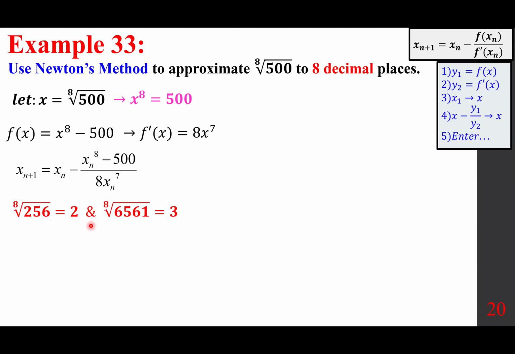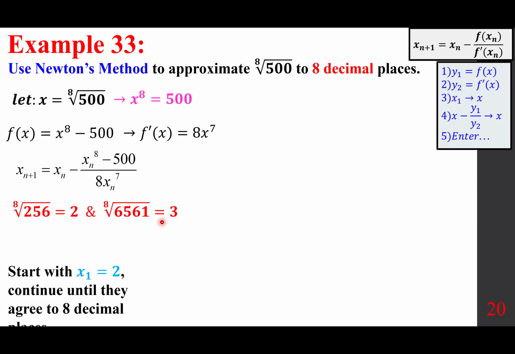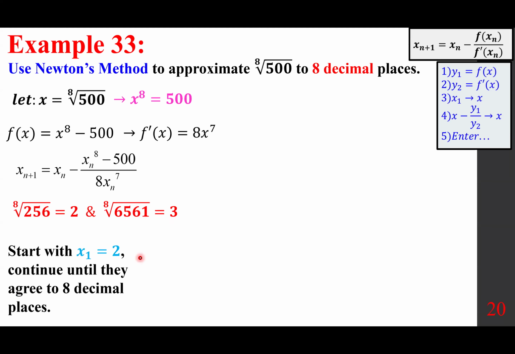8 root of 256 is 2. 8 root of 6561 is 3. Therefore, you start somewhere. For example, you let x sub 1 be 2. You have to let your reader know where you begin. So now, this is the first one. What is the second one?